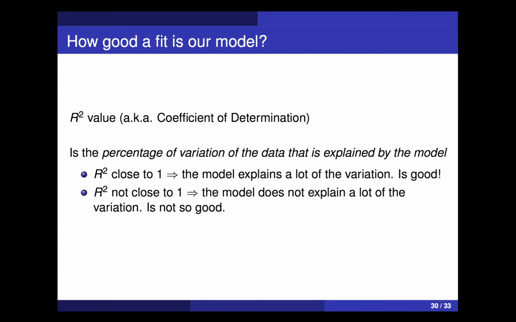Another measure of goodness of fit is called the R-squared value, also called the coefficient of determination, but almost nobody uses that term in practice. Intuitively, it's the percentage of variation of the data that is explained by the model. So r squared, being a percentage, is going to be between 0 and 1. If it's close to 1, that means the model explains a lot of the variation, which is a good thing. It means our model is good. If r squared is not close to 1, then there's a lot of variation that is not explained by the model, so the model is not such a good fit.